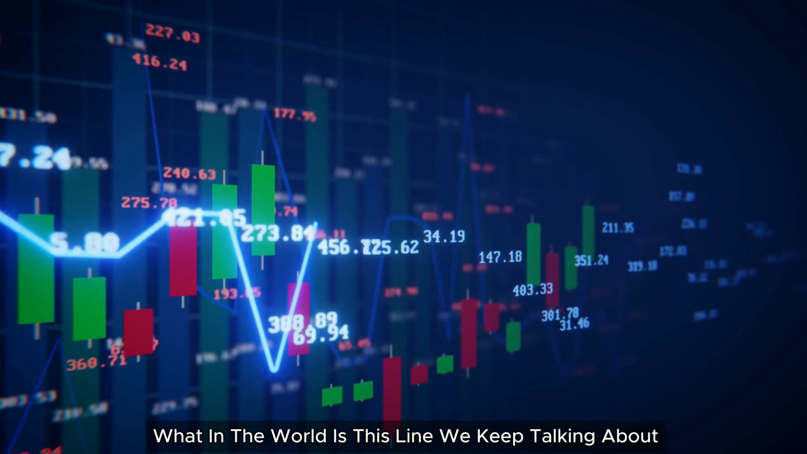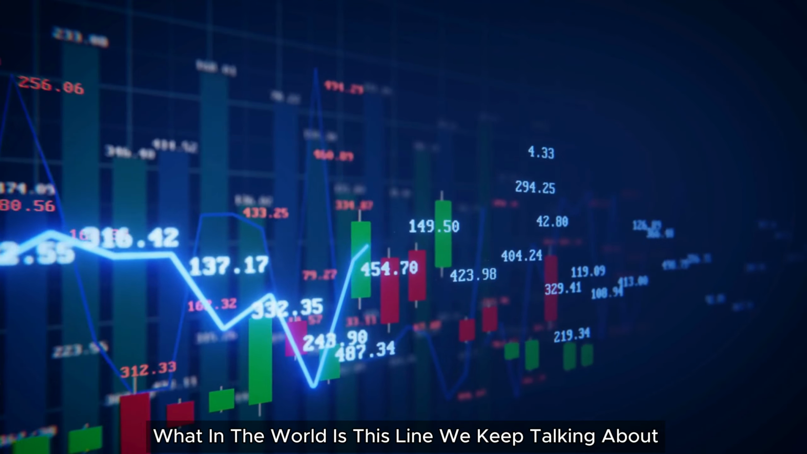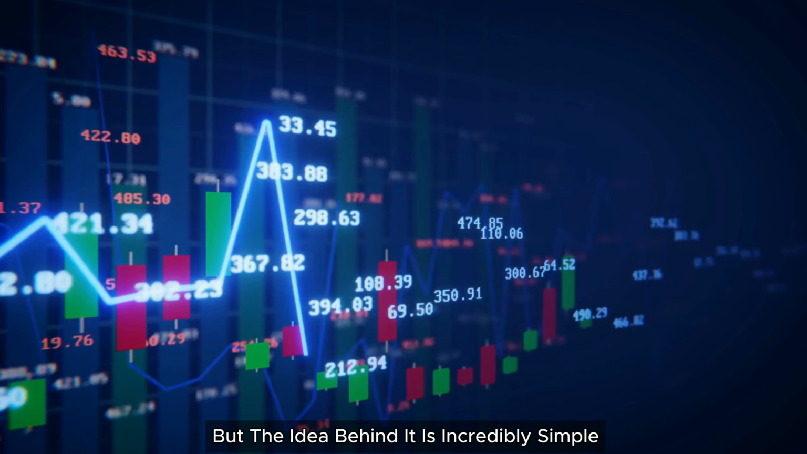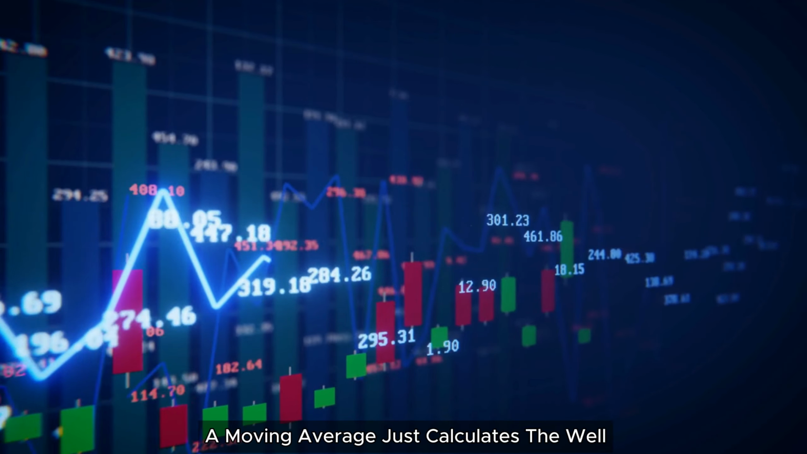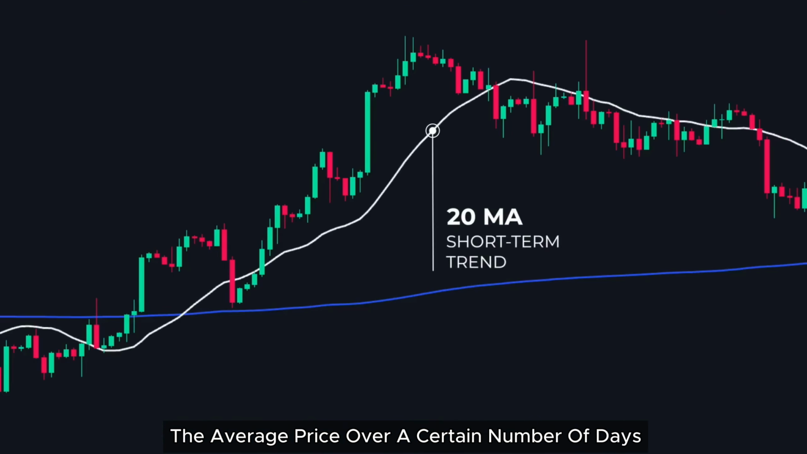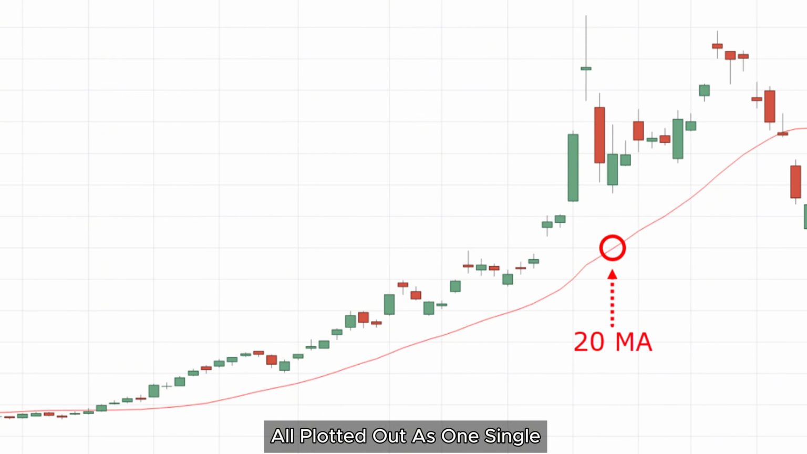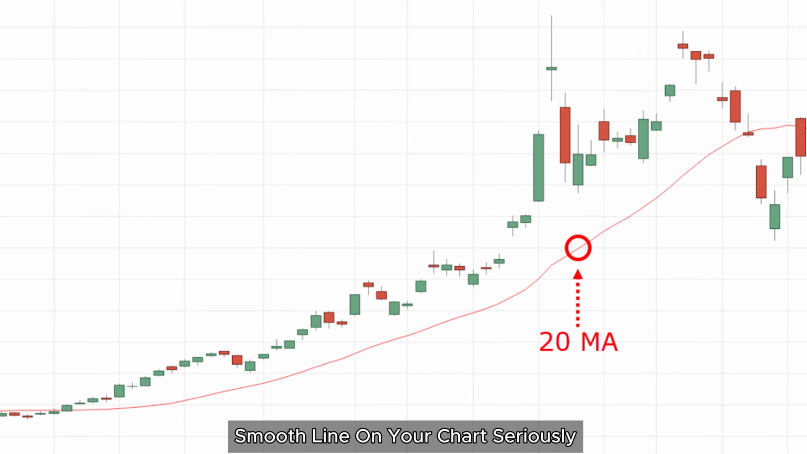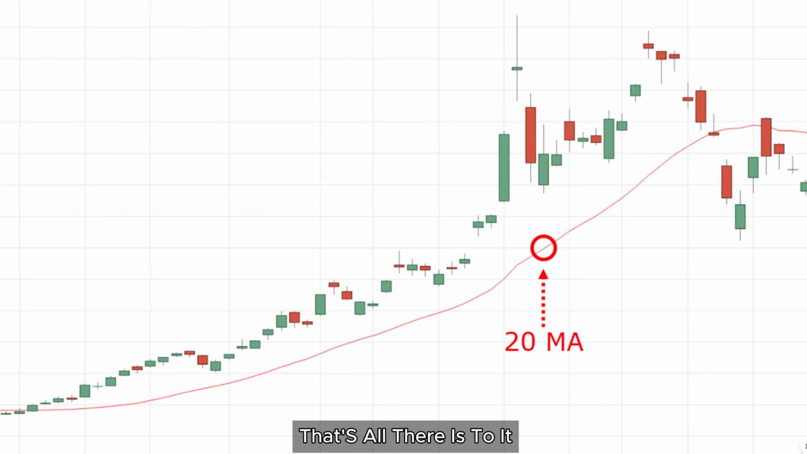Part 1. What in the world is this line we keep talking about? Now, it might sound a little technical, but the idea behind it is incredibly simple. A moving average just calculates the average price over a certain number of days or candles. So a 20-period moving average is just the average closing price of the last 20 periods, all plotted out as one single smooth line on your chart. Seriously, that's all there is to it.